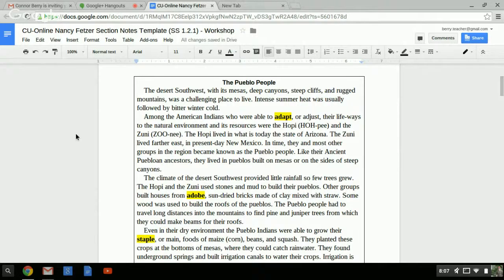Then we are going to go ahead and move back into the text, and let's see what it says. In time, they and most of their groups in the region became known as the Pueblo people.